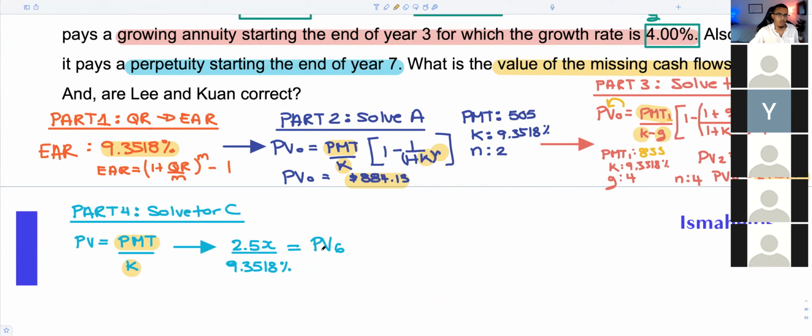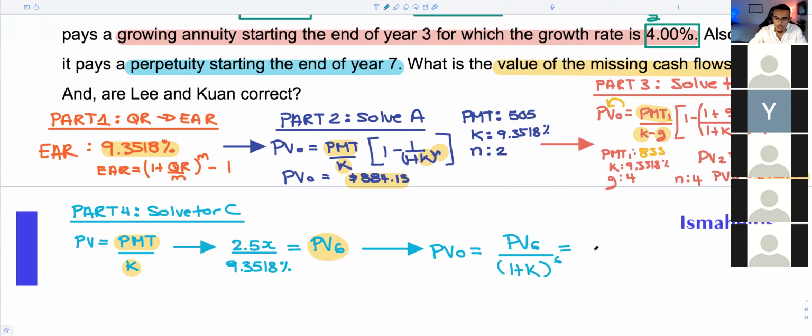Just want to see. Okay, cool. So that's our PV6. Now, we obviously know that PV6 is not the present value today. So we need to discount it for 6 periods to bring it to PV0. Technically, it's the same step as per usual. If we were to do this, we would say that PV0 is equal to PV6 over 1 plus K to the power of 6.